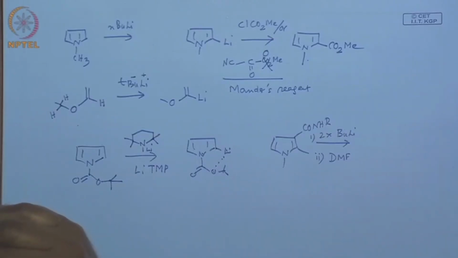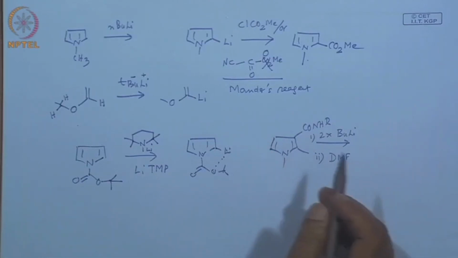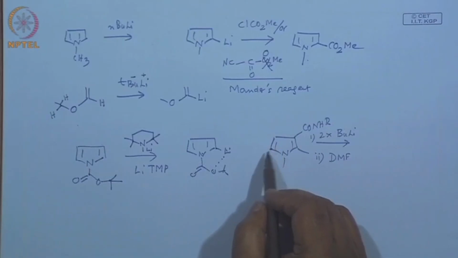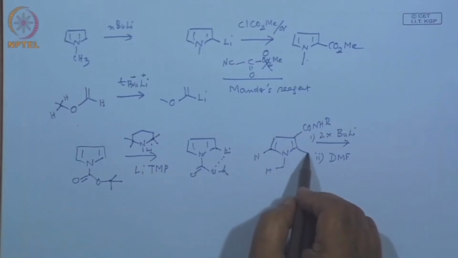So, again if you just think about the structure and the possible reactions, you will see there are so many possibilities. The lithiation can take place here at the 5 position. What else? No other position. Very rarely do you see lithiation taking place at all other positions by direct deprotonation. So, this is one of these possible sites. What else? You have a possible site here and you have a possible site here.